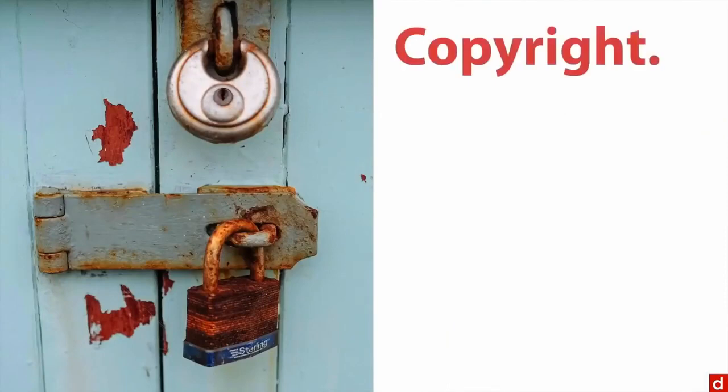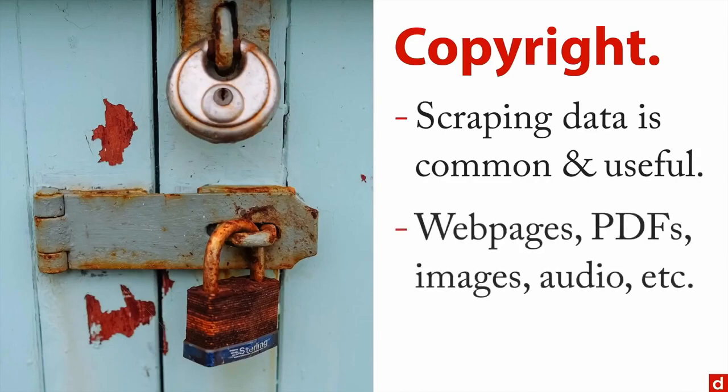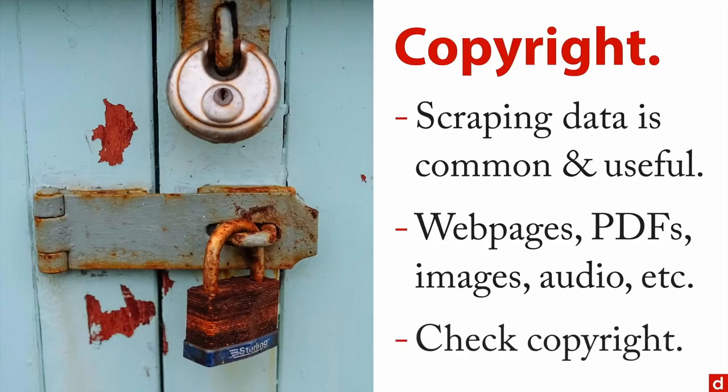Next, there's the issue about copyright, where people try to lock down information. Now, just because something is on the web doesn't mean that you're allowed to use it. Scraping data from websites is a very common and useful way of getting data for projects. You can get data from web pages, from PDFs, from images, from audio, from really a huge number of things. But again, the assumption that because it's on the web, it's okay to use it is not true. You always need to check copyright and make sure that it's acceptable for you to access that particular data.